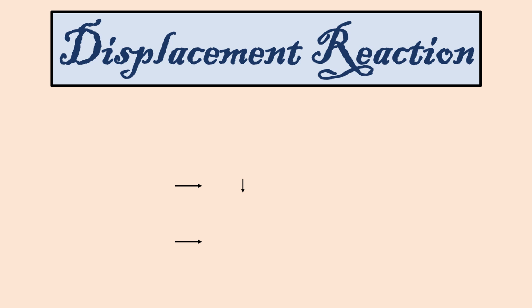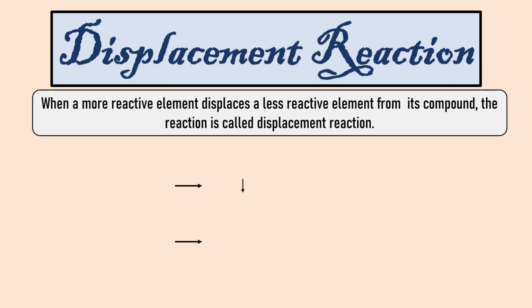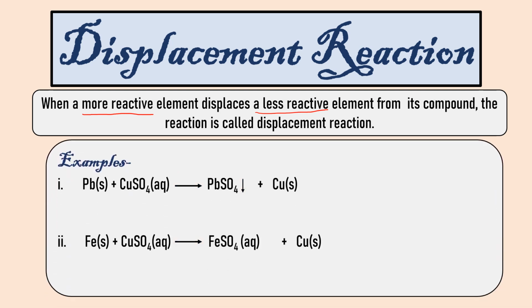Displacement reaction. As the name suggests, in these reactions one element displaces the other element from its compound. Let's see the definition. When a more reactive element displaces a less reactive element from its compound, the reaction is called displacement reaction. Let's see the example to make you understand.